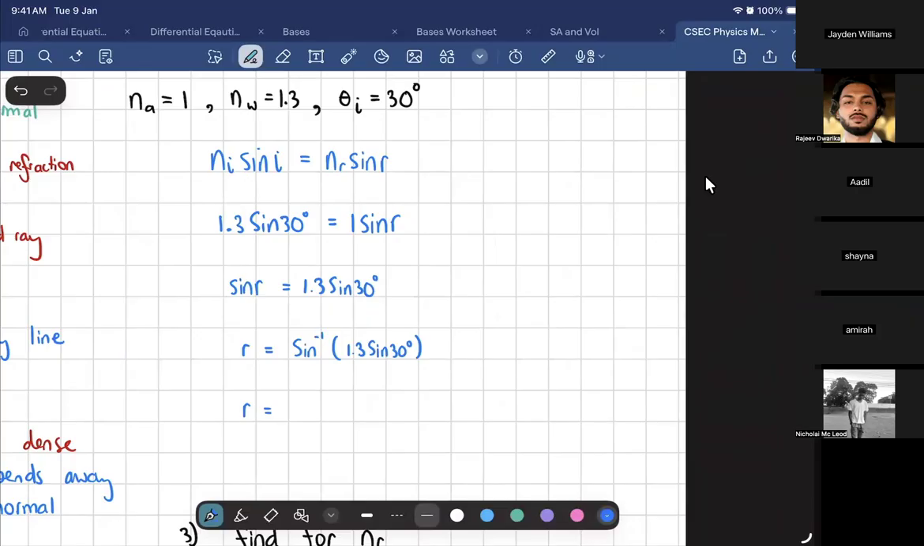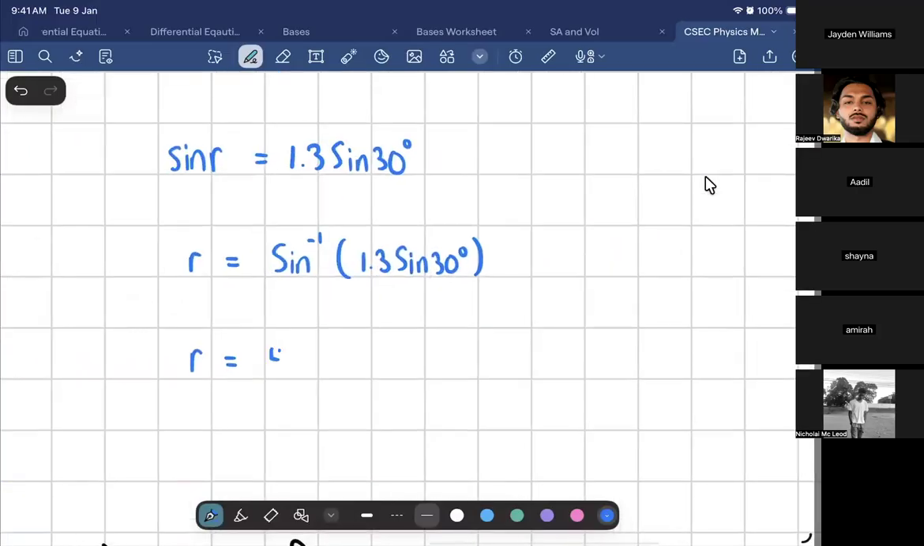Right, so Amira, it seemed like the maths is giving you trouble more so than the physics. Is the maths giving you trouble? Right, so that'll be 40.54 degrees. Yeah, that's correct.